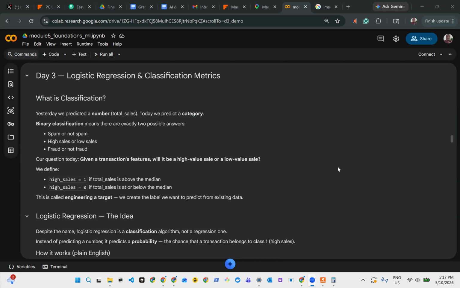So we say if the total sales is above the median value, you consider it high sales, which is one. And if it's below the median, then high sales is zero. So the new column name will be high sales. The feature that we are engineering, we call it high sales. This is called engineering a target. We create that label because we want to predict that particular label from our existing data set.